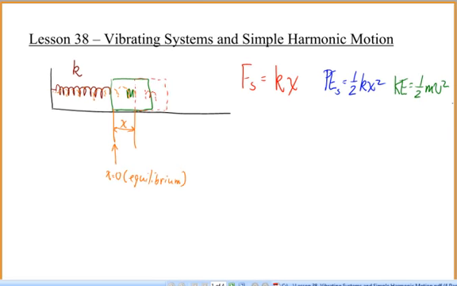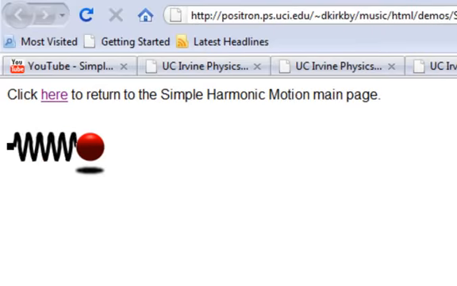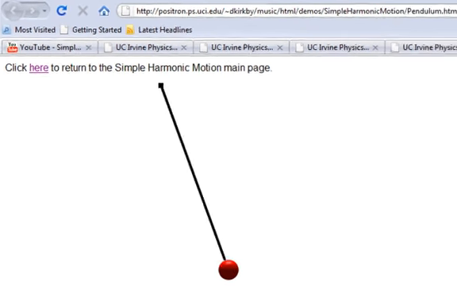I'd like to show an animation of this. This comes from a website from the University of California at Irvine. Here we see a mass that's going back and forth in simple harmonic motion, and we can follow the shadow of that mass. It turns out that there are other things that can execute simple harmonic motion, such as a pendulum here. I have a simple pendulum that's oscillating back and forth.